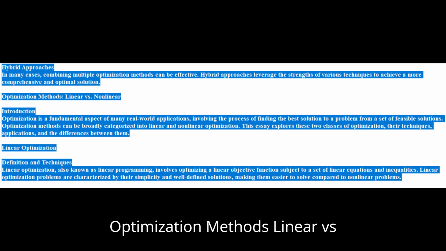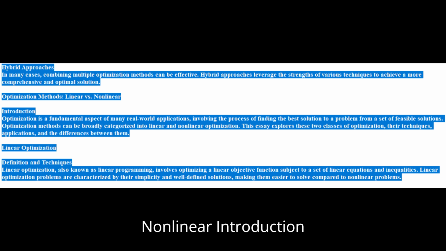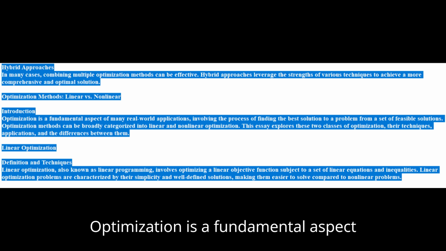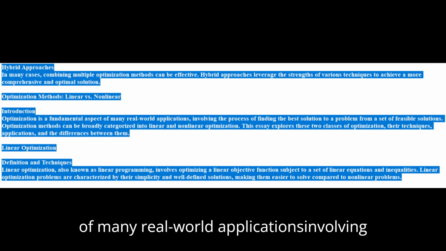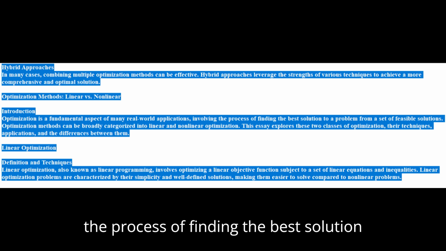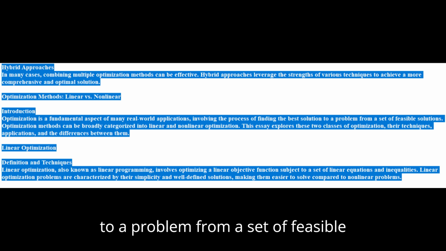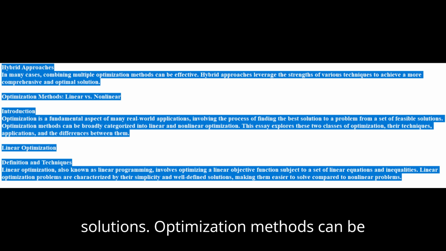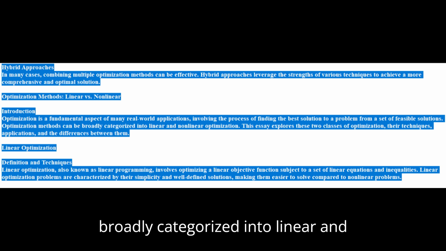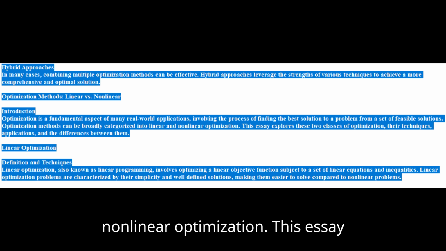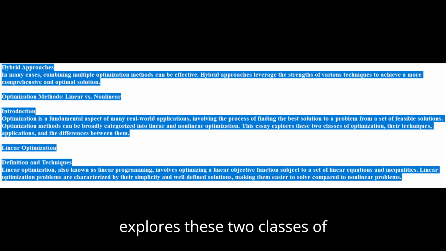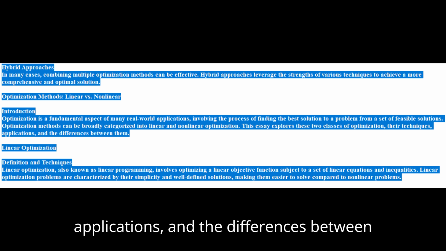Optimization methods. Linear versus nonlinear. Introduction. Optimization is a fundamental aspect of many real-world applications, involving the process of finding the best solution to a problem from a set of feasible solutions. Optimization methods can be broadly categorized into linear and nonlinear optimization. This essay explores these two classes of optimization, their techniques, applications, and the differences between them.